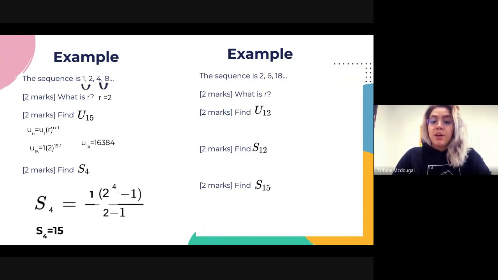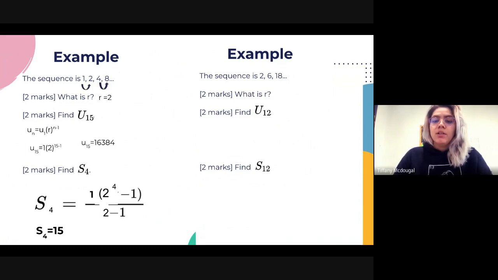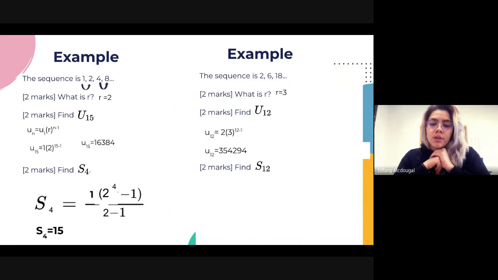So I'm assuming you paused the video. Now you're back. What is R? Well, I check what this is moving by, and I get that R is 3. And then I go ahead and solve for U12 by plugging in all my variables, swapping out N for 12, swapping out U1 for 2, because that's our first number in the sequence, and then swapping out R for 3, and then inputting 12 into N as well, again. And I get U12 is equal to, what is that? 354,294. Sweet.